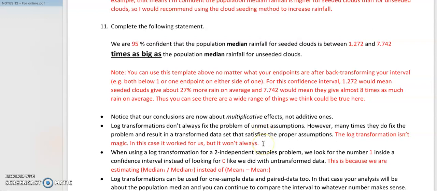One thing that I mentioned earlier, log transformations don't always fix our problem. So sometimes we might have a data set where either our normality assumption or our equal variance assumption is not satisfied. The log transformation isn't magic. It's not always going to make it so that suddenly our assumptions are okay. In this case it worked, and in a lot of cases it does work, but it won't necessarily work every time.